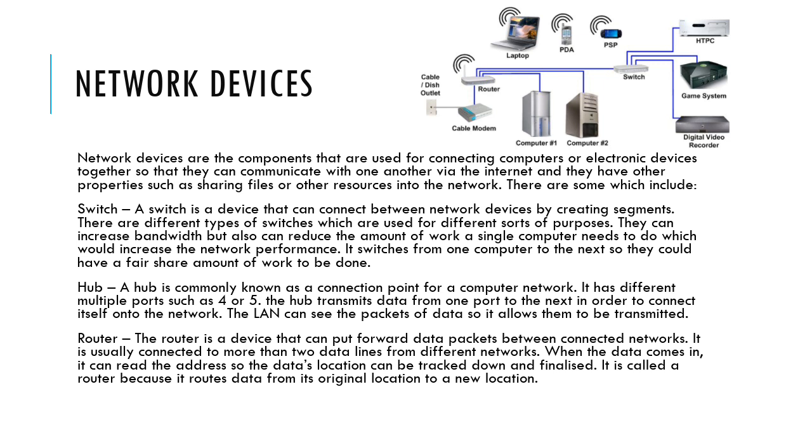The router is the device. It's similar to the hub basically, because it is another connection point as well, and that's another way of connecting through Wi-Fi. So the router is a device which forwards packets between connected networks, and is usually connected to more than 2 data lines from different networks. When the data comes in, the router routes data from its original location to a new location.